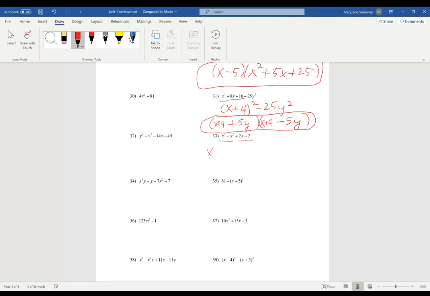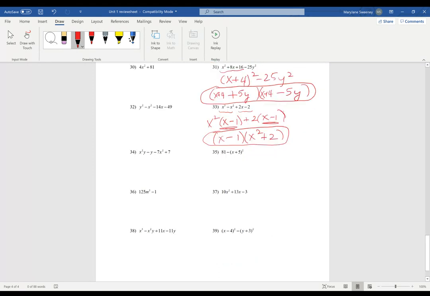With the first 2, I'm going to factor out an x squared, get x minus 1. Here I'm going to factor out a 2 and get x minus 1. So to do the 2 by 2 grouping, you need to get this common factor in both of them, the x minus 1 in this case. So you pull out the x minus 1, you get the x squared plus 2. And that's it. We can't do anything more with that, so we're done.